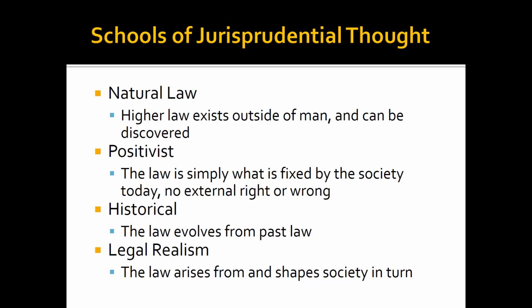Now the positivists said, well, the law exists and is fixed by what society today says the law is. There's no external right or wrong. It's constantly changing. And that plays a little bit with the historical school, which says the law is a product of the past, and somewhat with legal realism, which says the law arises from, and in turn is shaped by and shapes, society.